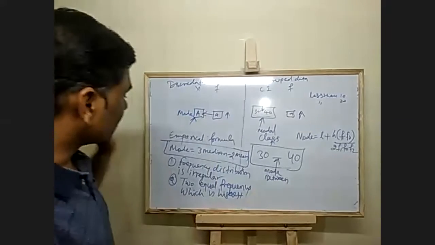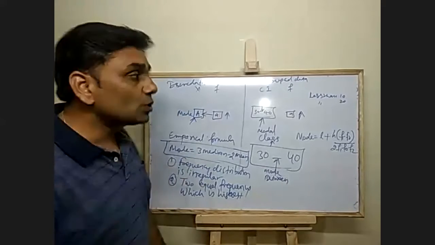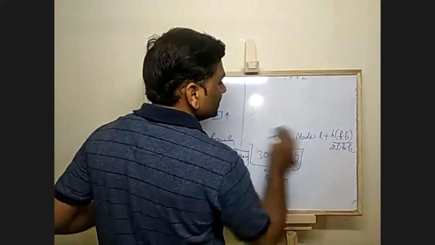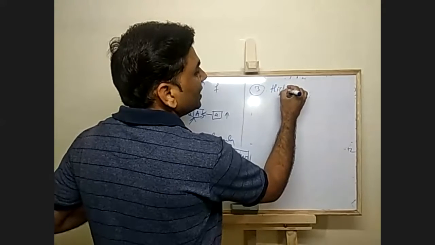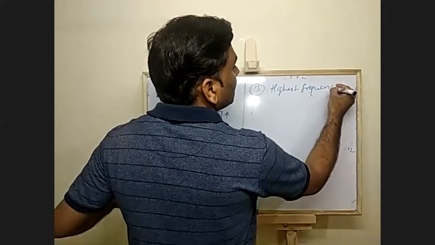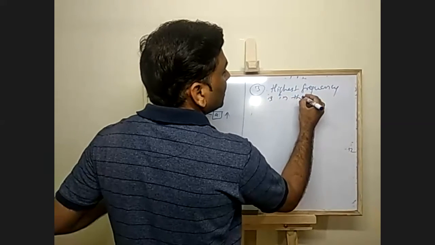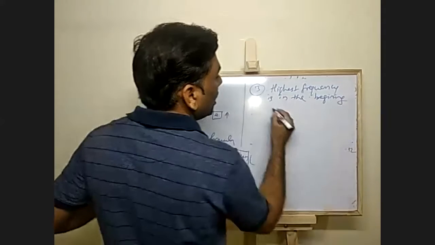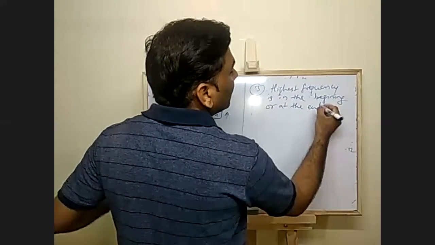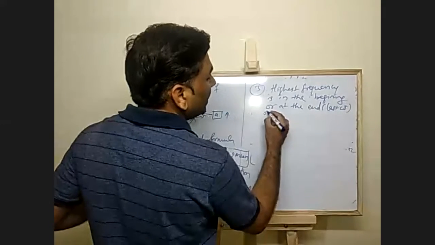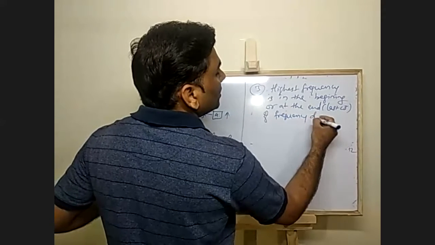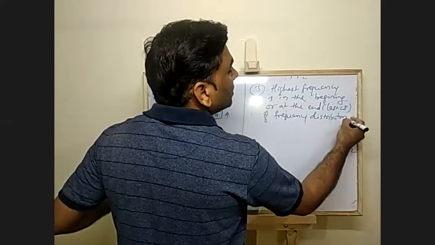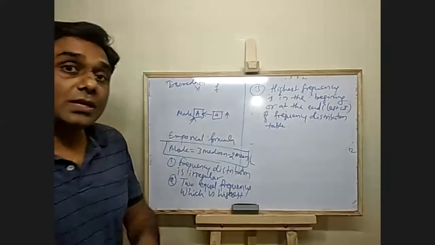Next, this empirical formula can also be used when there is a third situation, when the highest frequency is in the beginning or at the end, that is, the last class interval at the end of the frequency distribution table. So see the three situations here.